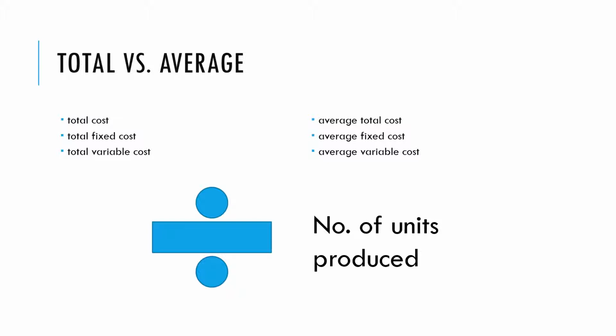We're going to talk a bit about total and average in this video. So let's just make sure we're clear. The total cost is the amount a business spends producing all of the units that they produce, whereas the average cost is the total cost divided by the number of units produced. So total fixed cost, how much we're paying in fixed cost in total, divided by the number of units, and we get average fixed cost. Total variable cost, how much we're spending on things like plastic, raw materials in total, divided by the number of units we produced, we get average variable cost.